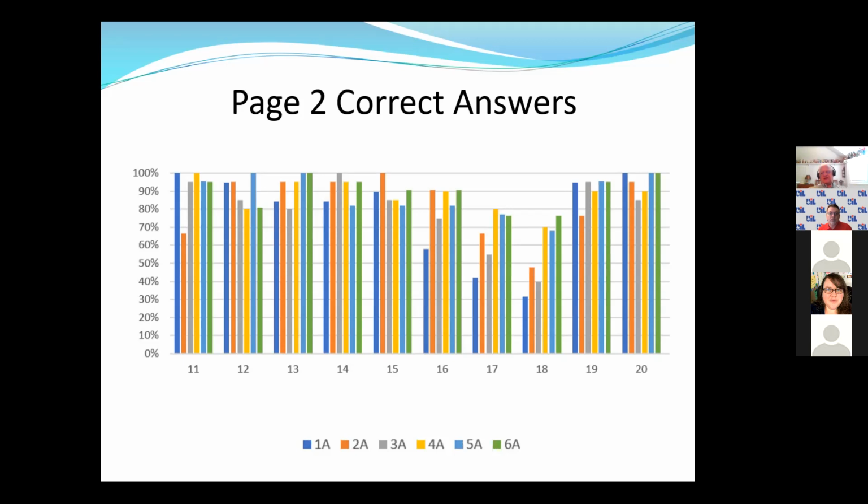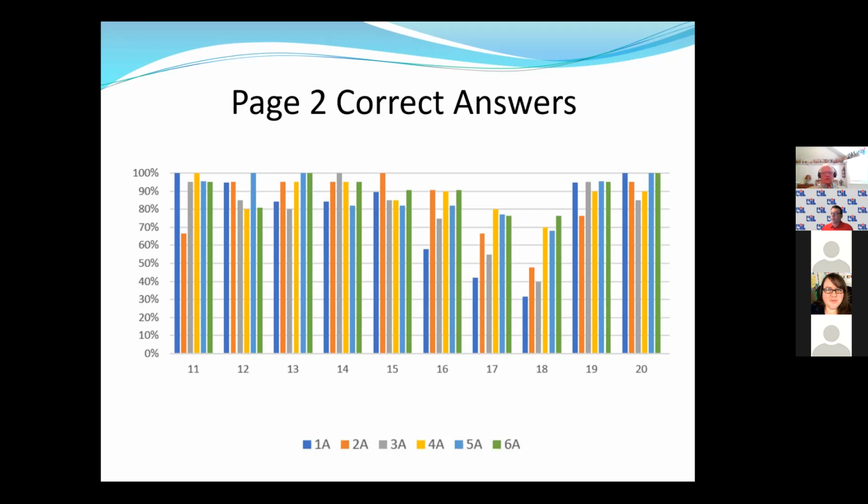Problems 16, 17, and 18 are the stated problems, and I was a little bit surprised here. This was my first surprise: on page 2, a significant number of people were missing those problems, which makes me think that maybe I'm getting too difficult too quickly on those stated problems going into page 2, particularly problem 18, which I've alluded to already.